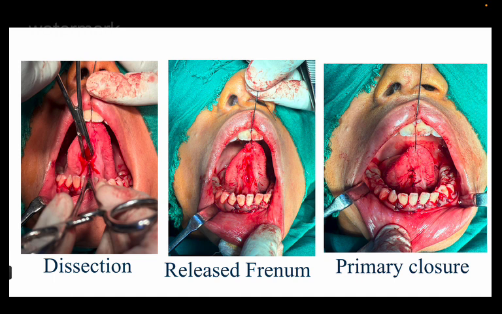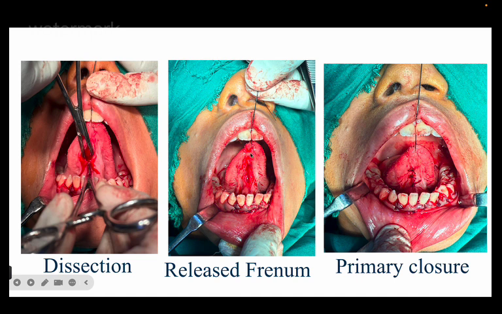So freeing of the tissues and the mucosa and the muscle is freed in that area. So the mucosa will be easy for us to suture up. So this is the released frenum. You can see it is undermined and it has been dissected. After the dissection, we have a free space like that, and then the closure of it.